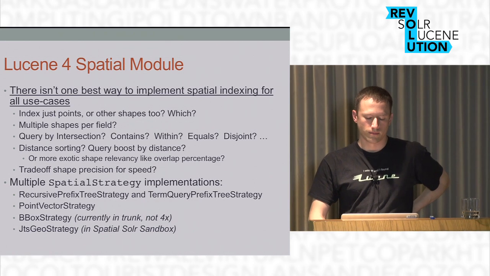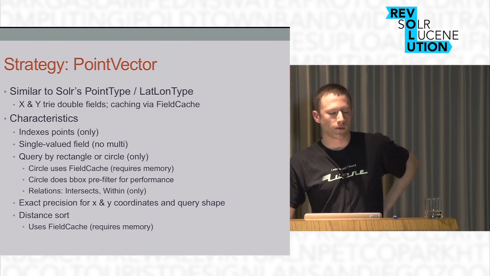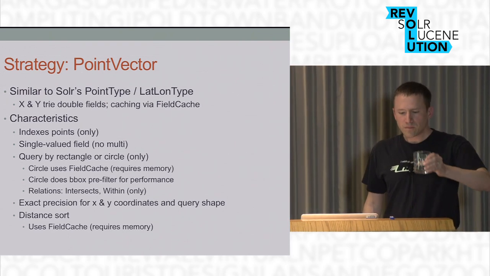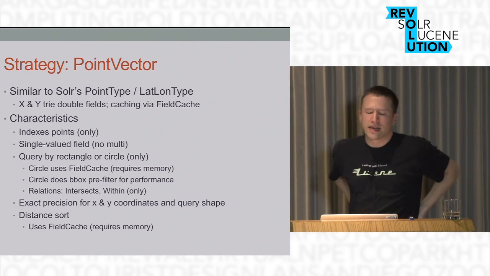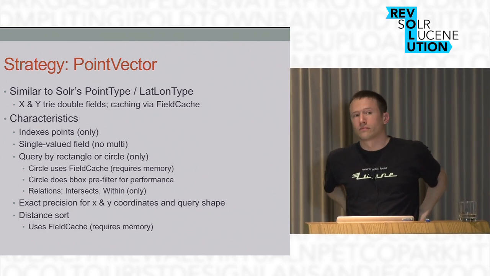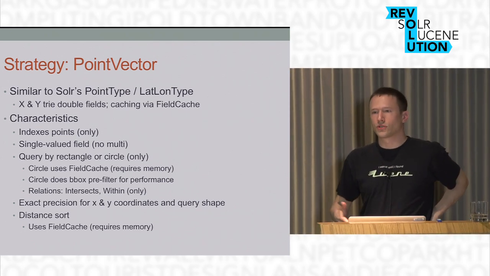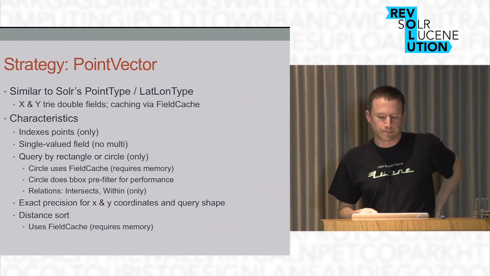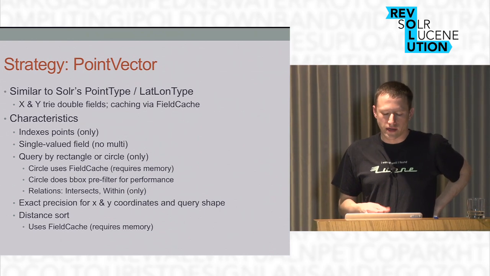I'm going to start with the simplest one. This is point vector, and it's basically what Solr's lat long type is doing. There's an x and a y. You index 2 fields that are both 2 doubles or 2 floats, whatever, and it behaves in the same way.